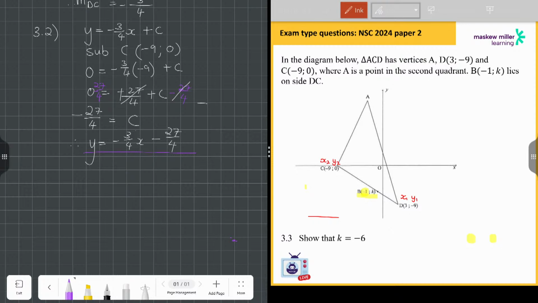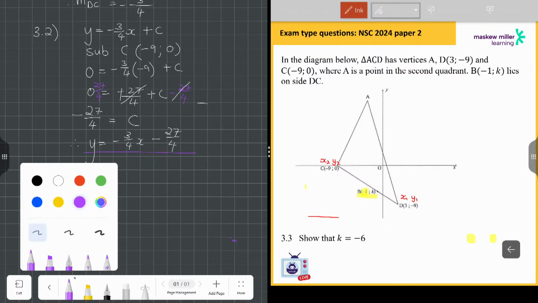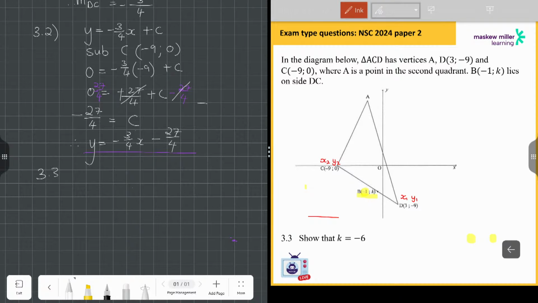if we want to find the y coordinate, we simply sub in the x coordinate into the equation to find its corresponding y coordinate. So answering 3.3, I'm going to sub x equals negative 1 into the equation to find the corresponding y coordinate, because B is a point on the line DC, so it should satisfy that equation. When I plug in negative 1, I should be able to work out the y value when x is negative 1. All right, let's sub that in.